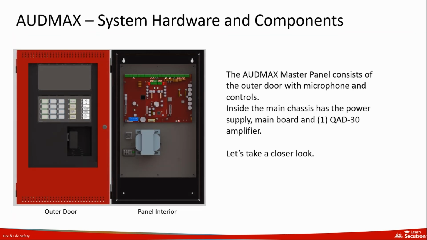The main panel consists of an outer door equipped with a microphone and control switches, while the interior houses the power supply, mainboard, and a QAD30 amplifier. There is space available for batteries up to 18 amp hour. Let's take a closer look.